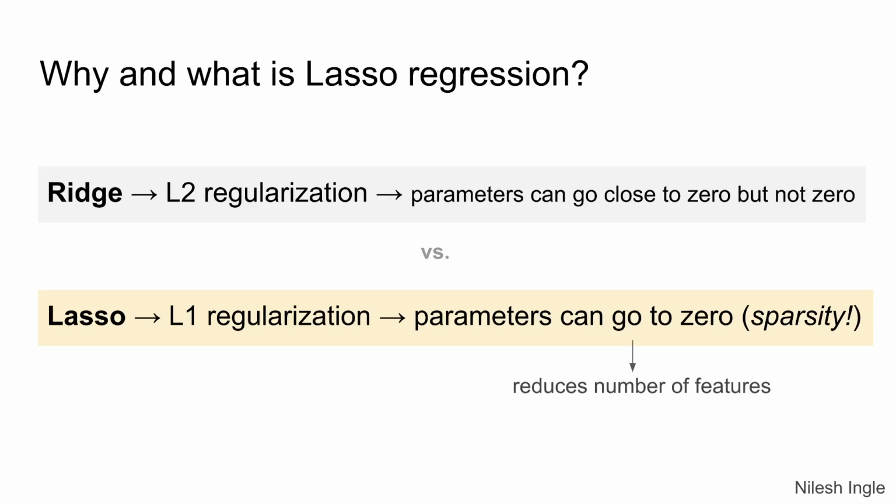So far, we have seen that ridge regression uses the L2 regularization where the parameters can go close to zero, but they do not go completely to zero. They cannot zero out or eliminate parameters. However, in case of Lasso, the advantage is that with L1 regularization, the parameters can go to zero, and thus some of the parameters could be completely eliminated from the model.